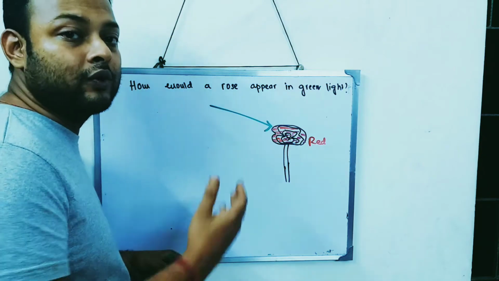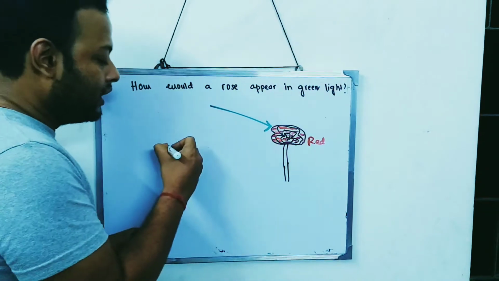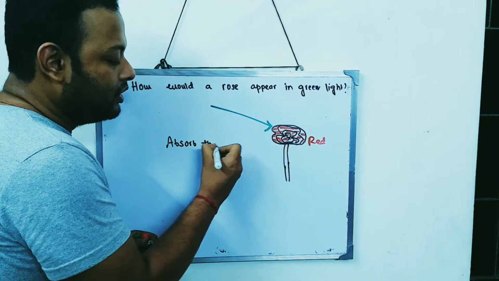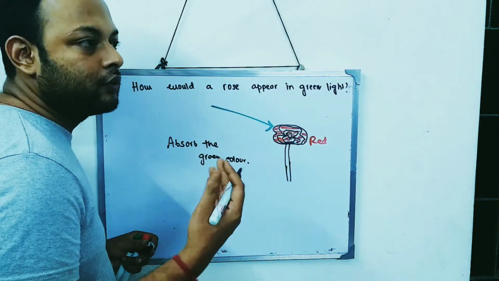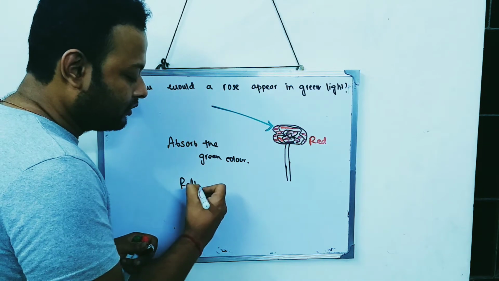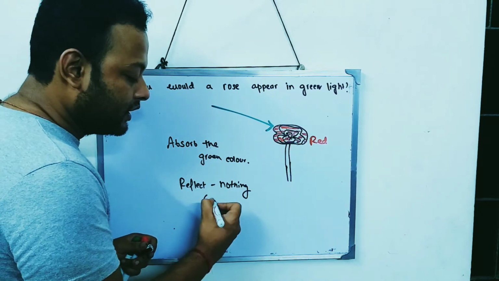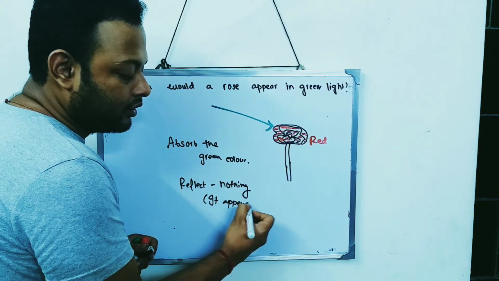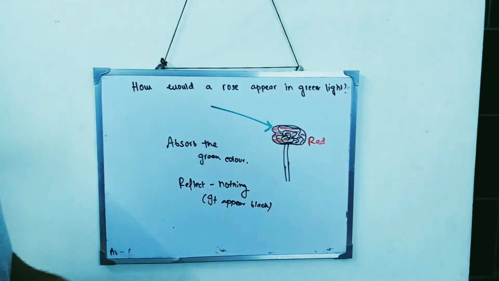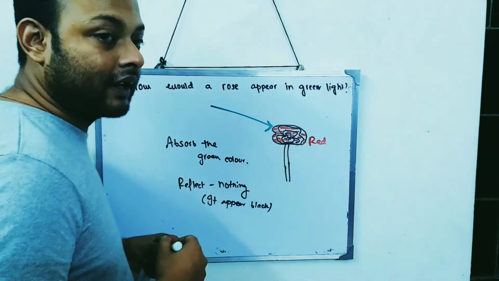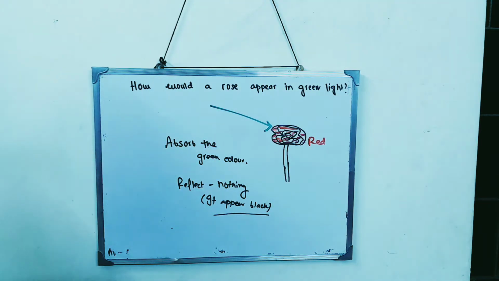But unfortunately we don't have the red color, we only have the green color. So it will do what? It will absorb the green color. If it absorbs the green color, then it will reflect what? It will reflect nothing. And if it reflects nothing, what does it appear? It appears black. So how would the red rose appear in a green light? The red rose will appear black.